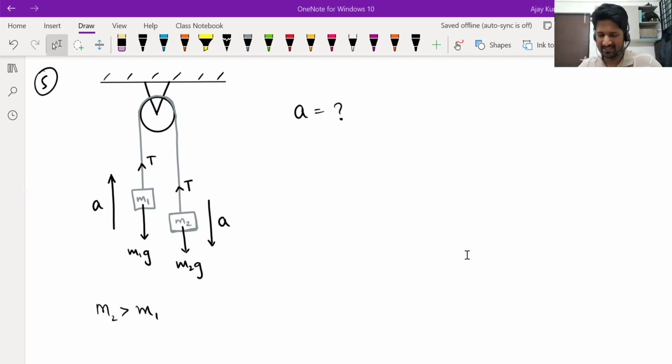Any answer? Why is this taking so long? Or maybe it's difficult to type. Any answer? G into M2 minus M1 by M1 plus M2.